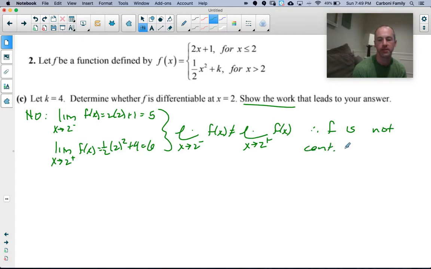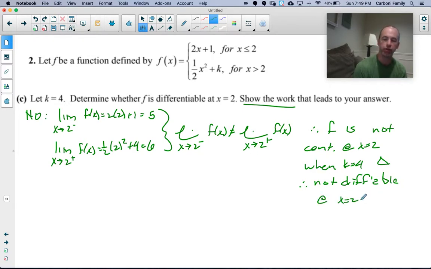Therefore, f is not continuous at x equals 2 when k is equal to 4, and therefore not differentiable at x equals 2. And there you go. So there is a good question that relies heavily on proving continuity, establishing differentiability, and then making the connection between continuity and differentiability.